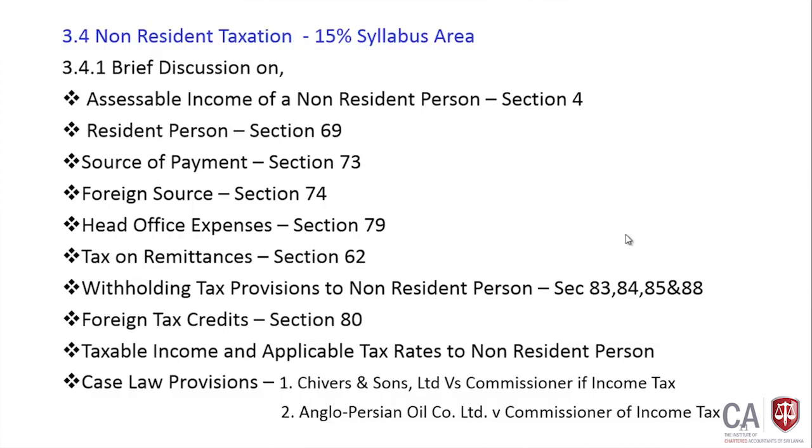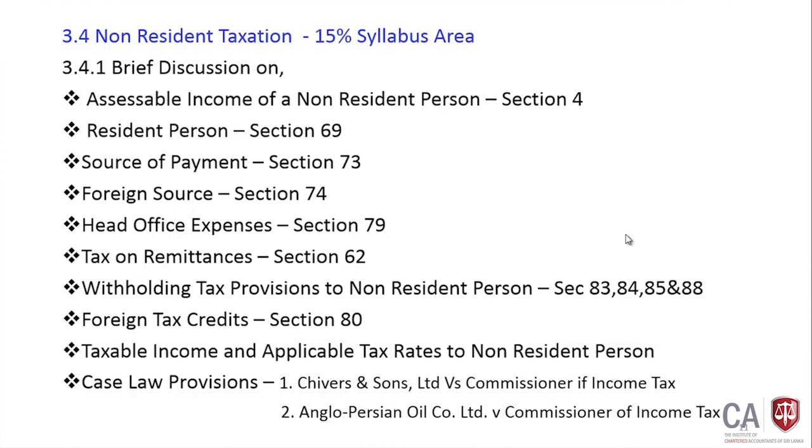Then withholding tax provisions for non-resident persons, sections 83, 84 and 85, and very importantly section 88 with subsection 1D, which is directly applicable to the non-resident person as the final withholding payments. And next, foreign tax credit, section 80, which does not go by the double taxation treaties. In the Act itself, tax credits are given to a particular resident person; this is a foreign tax credit which is applicable to resident persons.